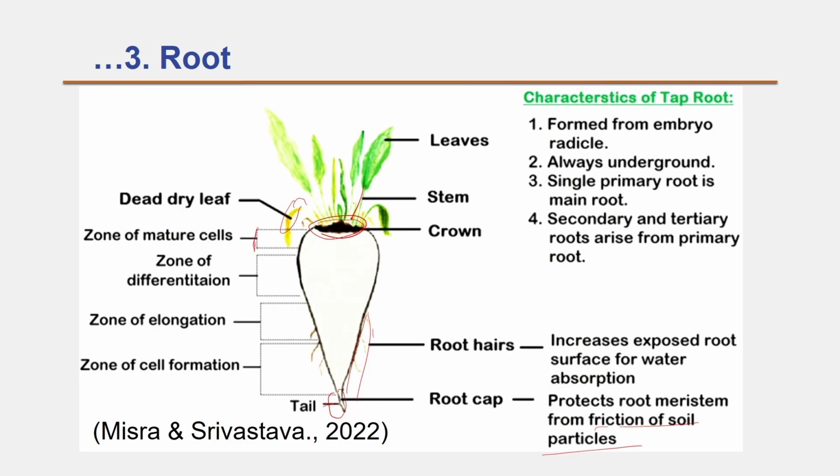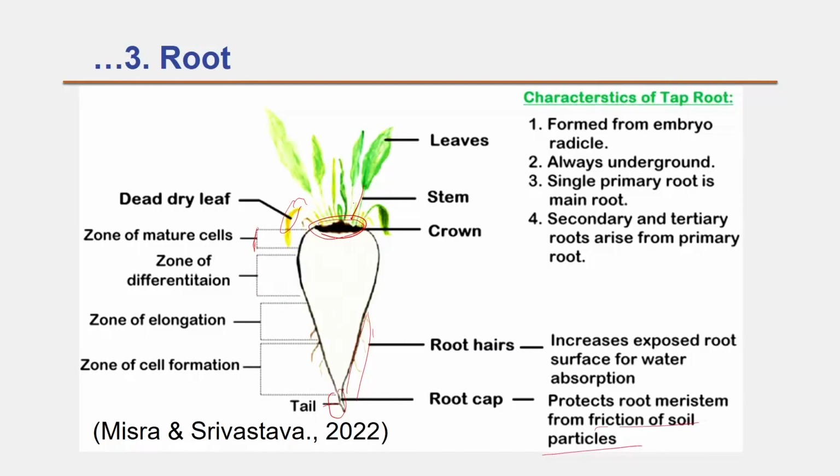So, overall it is a taproot, and we can see the major characteristics of this. It is formed directly from the embryo, which has the radicle, always underground. A single primary root is the main root; secondary and tertiary roots arise from the primary root.